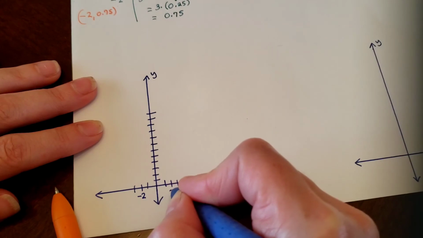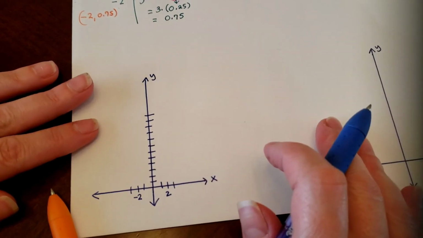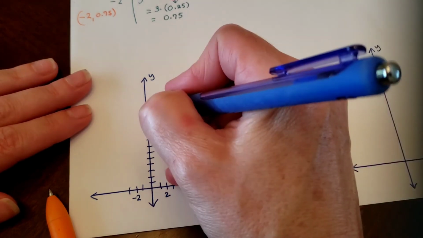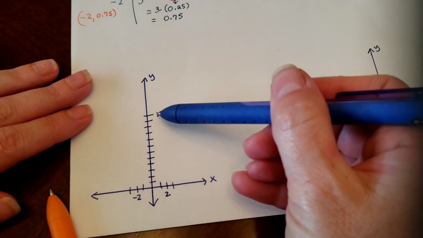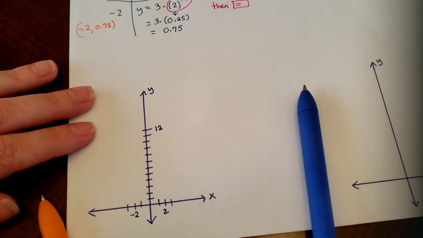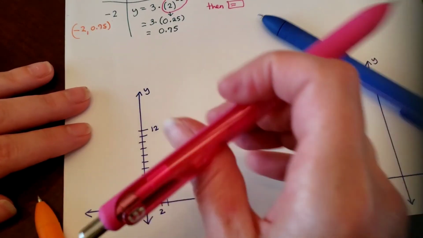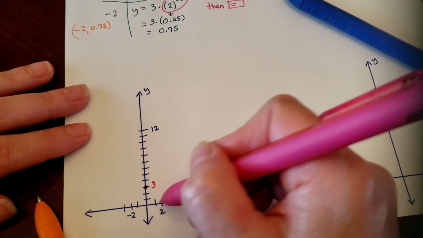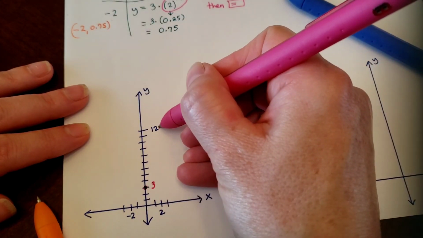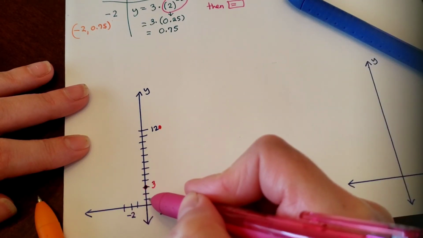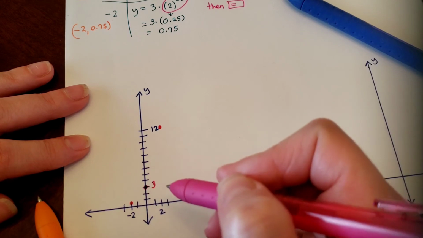And we are going to plot these points. When we plot these points, we're just going to estimate because we don't have an exact graph here. I do know this is 12 at the top, so I'm going to plot (0, 3) first. Over 0 and up 3 is right here. And then I'm going to plot (2, 12), which is way up here. And then (-2, 0.75). Well, this is 1, so maybe right there.